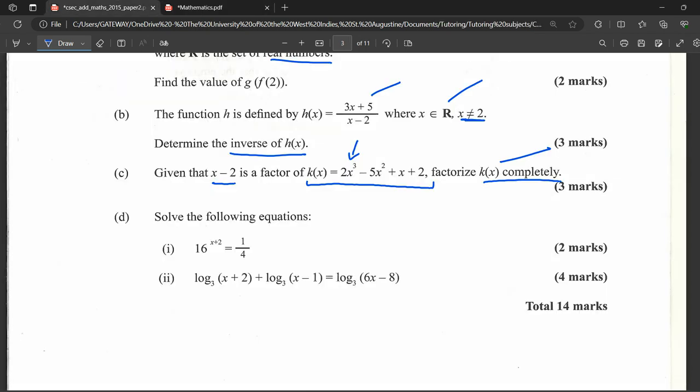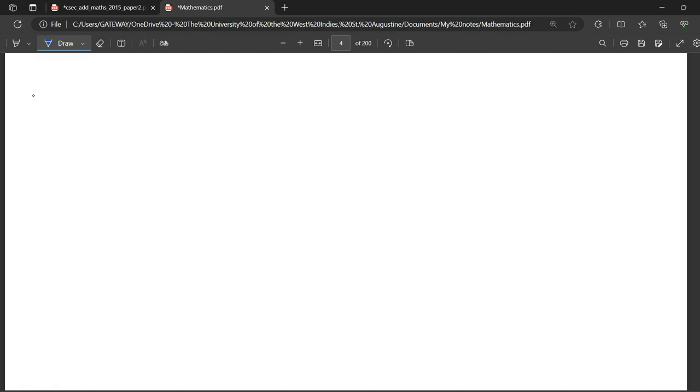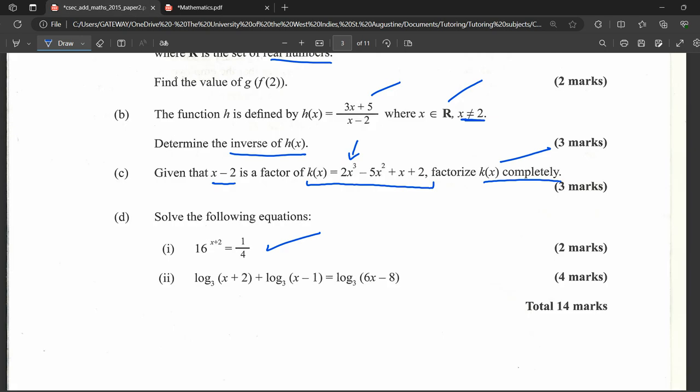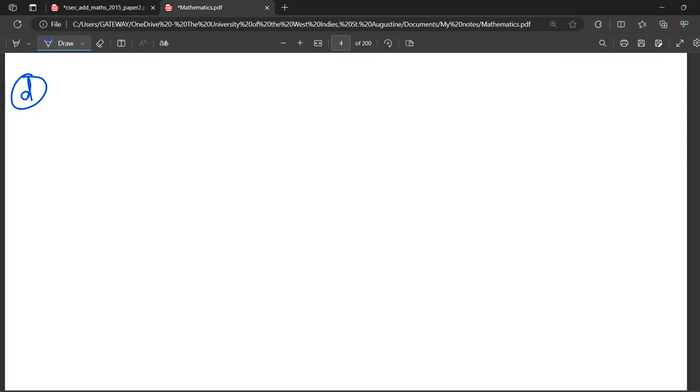So let's see. Part D, let's say to solve this. Right? So we roll on to part D here now. So part D, what we had here, we have 16 to the power of, where's that one? It was x plus 2, and that is equal to what? 1 over 4.